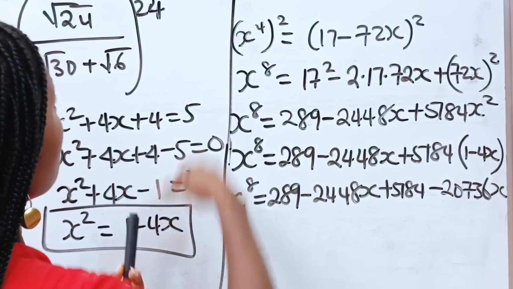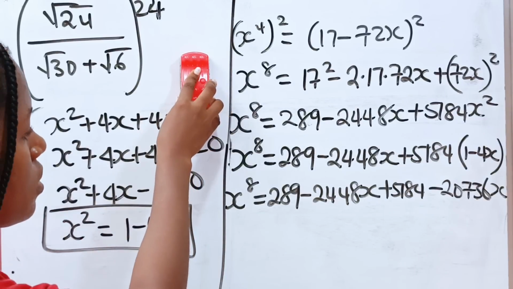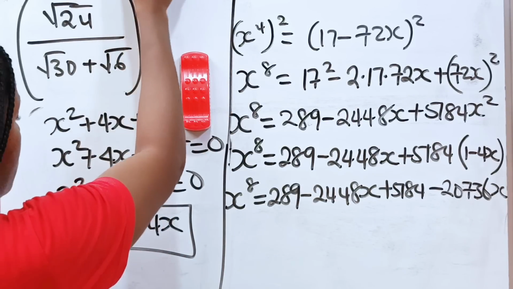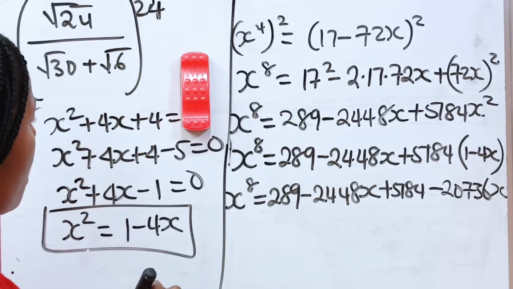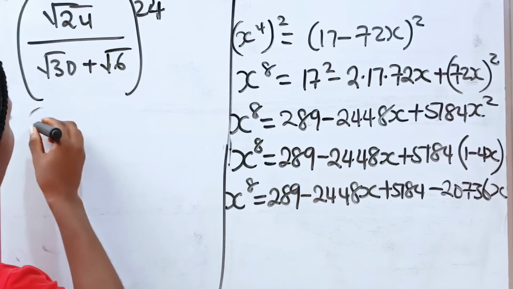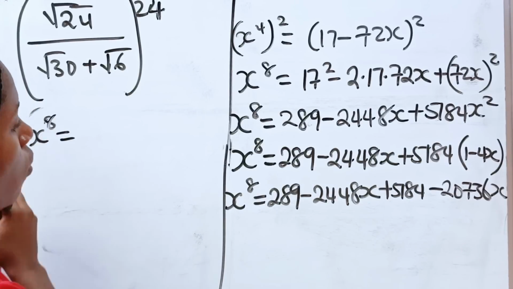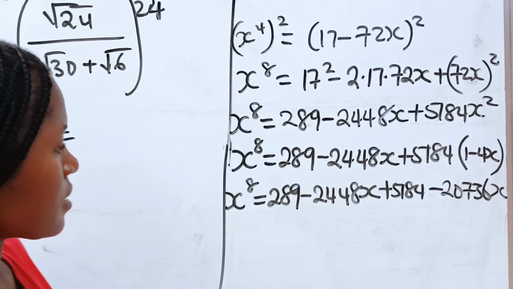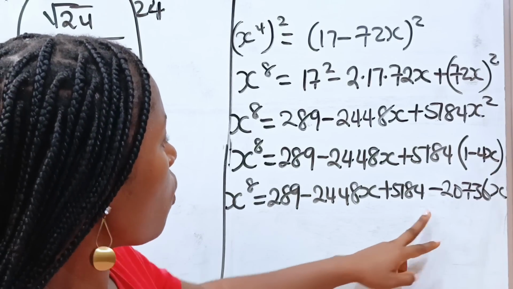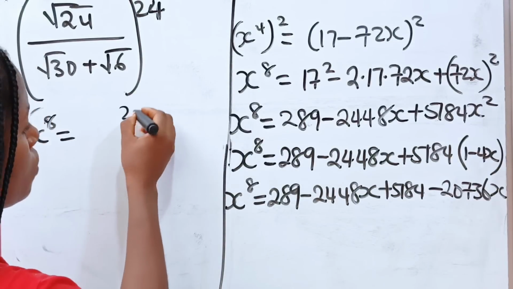Then we have our x. Okay, all right, now I think it's time to clean here. Let me write out our x squared. So x squared is 1 minus 4x. Amazing. Now let's continue. Okay, so now we have x to the power of 8 is equal to, we collect like terms, 289 plus 5184. So let's do that.